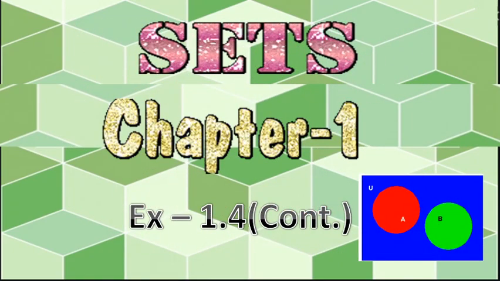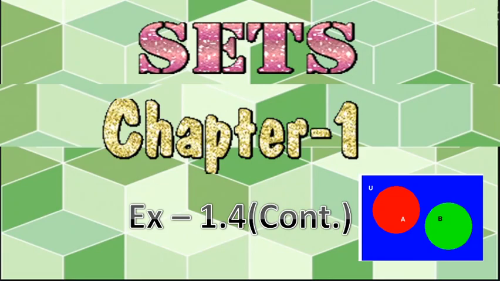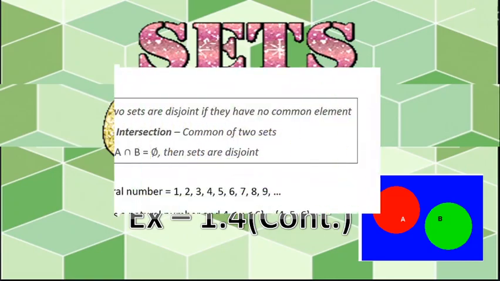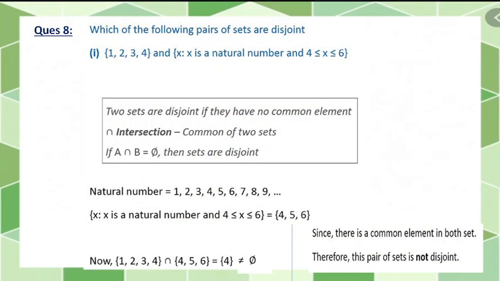In the last video, we discussed few questions of exercise 1.4 of our NCERT. And today also we are going to continue with our exercise 1.4 only and will discuss few more questions. Today we are going to discuss the questions which are based on disjoint sets. So first of all, let's understand the meaning of disjoint sets. Two sets are disjoint if they have no common element. It means if we calculate their intersection, then it should be equal to phi, empty set.